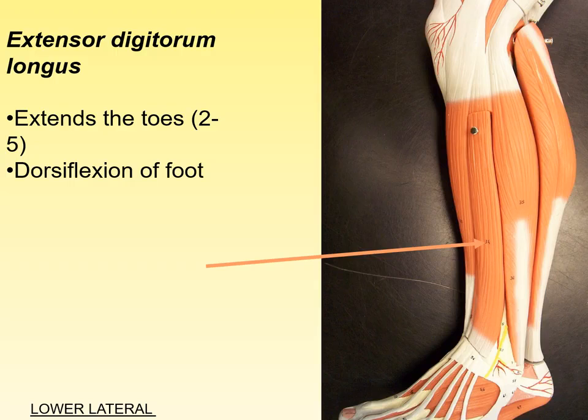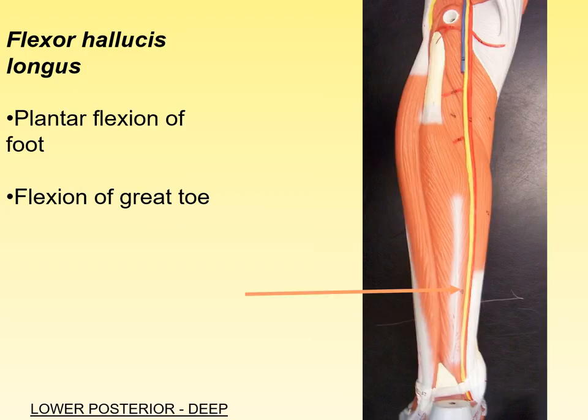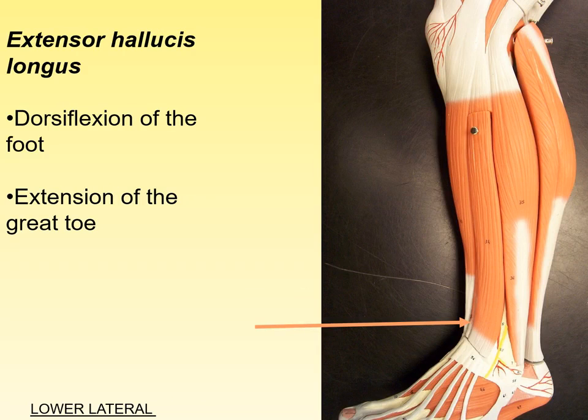Digitorum refers to the digits and the phalanges. So it's going to be helping to extend the toes and dorsiflexion of the foot, as you can see right here. Flexor digitorum longus also helps to flex the toes and plantar flexion. Flexor hallucis longus. Hallux refers to the big toe, so it's involved with flexion of the big toe and also plantar flexion of the foot itself. Extensor hallucis longus, dorsiflexion of the toe and extension of your big toe once again.